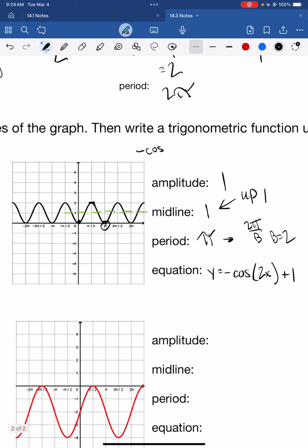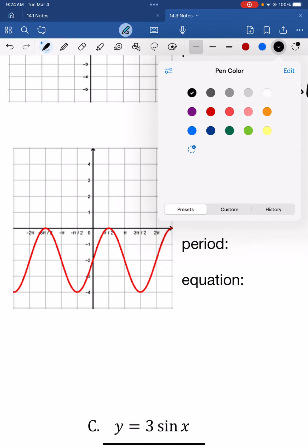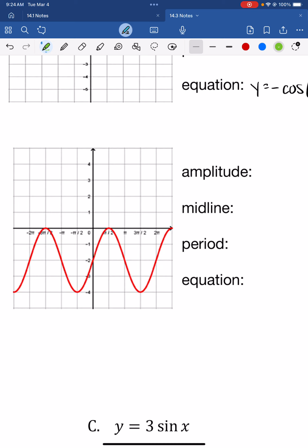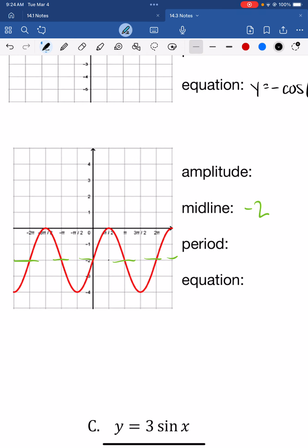Sweet. Let's do one more. We'll do this one right here. This one is a sine graph. You can tell because it starts, goes up, down, and then comes back to where it met. So our midline is right here at -2. Our amplitude, let's see, it gets as high as 2 above and 2 below, so our amplitude would be 2. Period, it starts here at 0 and it gets back here at 2 pi. So our period would be 2 pi.